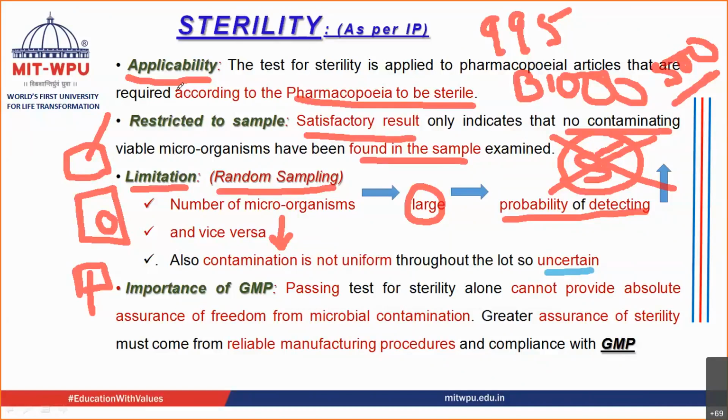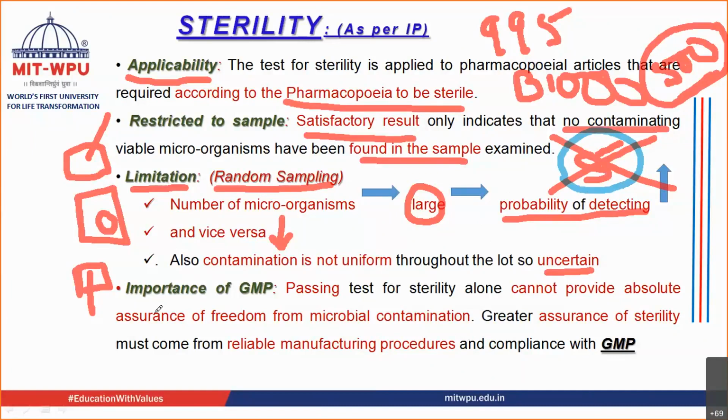So it is applicable to all the products which, according to pharmacopoeia, need to be sterile. It is restricted to the samples. We can say that the test for sterility is passing because these samples under test are sterile in nature. If there is some problem in the sampling, because you are doing random sampling, and in random sampling, if very many containers have been affected, then the probability of detection is large. If very few containers have been affected, then the probability is very less, right?